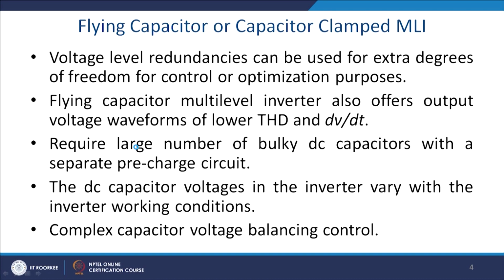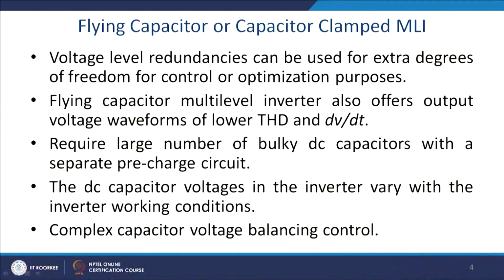So what are the takeaways of this inverter? Voltage-driven redundancies can be used for having an extra degree of freedom. Why? Because we have realized 0 by these two switches, S1 and S3. We can also realize it by these switches S2 and S4, or S2 and S1 prime. So depending on which switching state has lower losses, you have some kind of redundancy in switching, and thus it gives more reliability and you can reduce the switching losses.